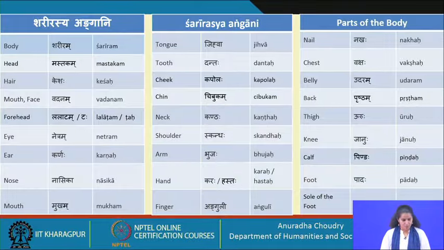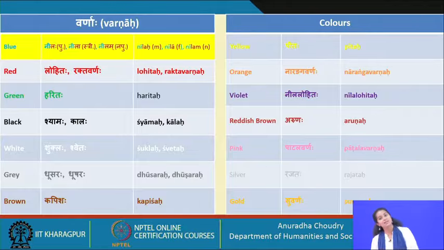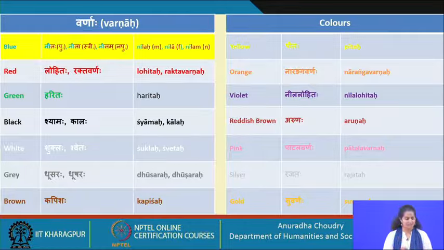Okay. Now let's move on to some colors. As you can see here, the Varnaha or colors in Sanskrit, I have highlighted the first one because I want you to also know that the different adjectives correspond to the different nouns, the genders as well as the vibhaktis. Neelaha Akashaha, the sky is blue. Neela Lekhani, blue pen. Neelam Jalam, blue water.